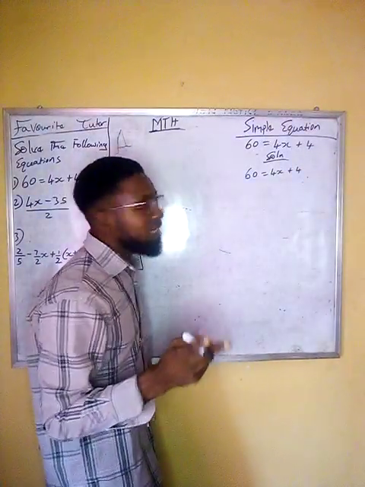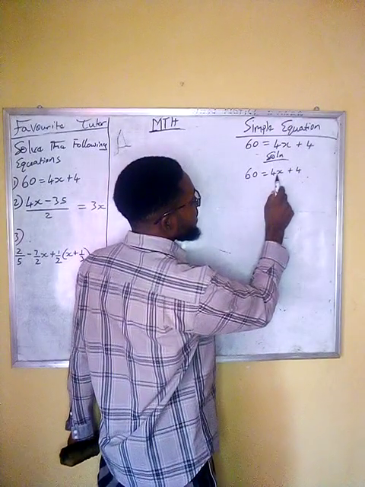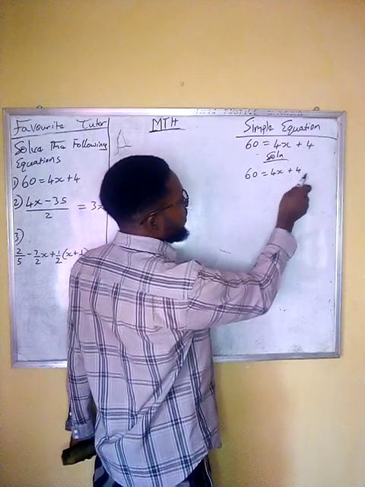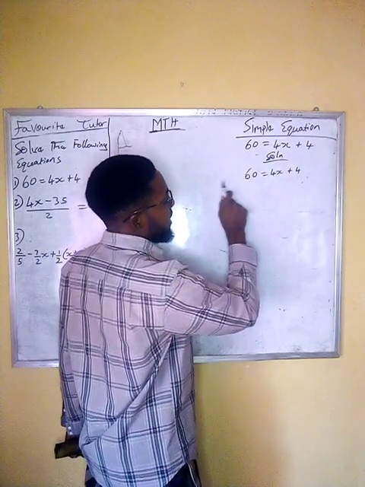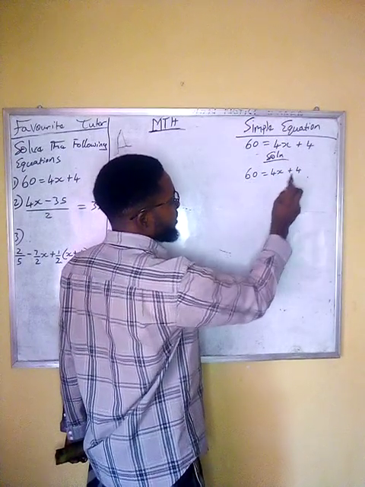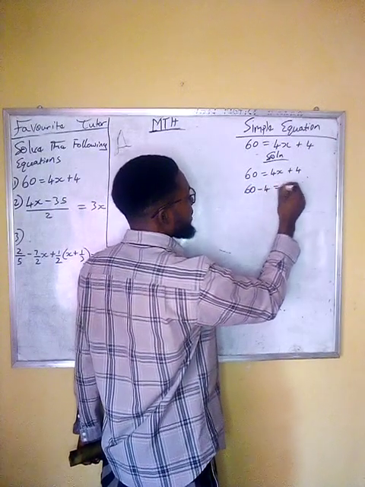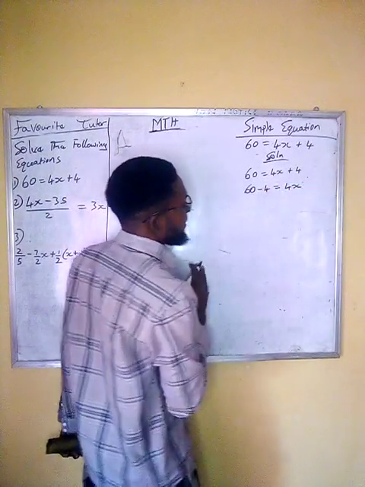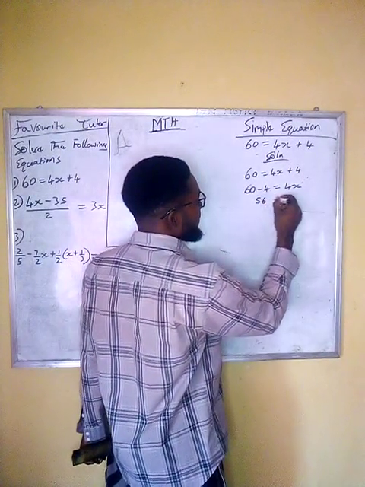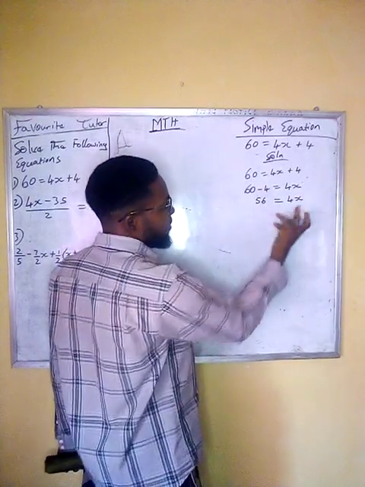Alright. The number that has a variable is this, so we allow this to stand on one side. So therefore, we'll take plus 4 to cross over the equality sign, and when plus 4 crosses over the equality sign, it changes to minus 4. So this is 60 minus 4 equals 4x. 60 minus 4 is 56. This is 56 equals 4x.